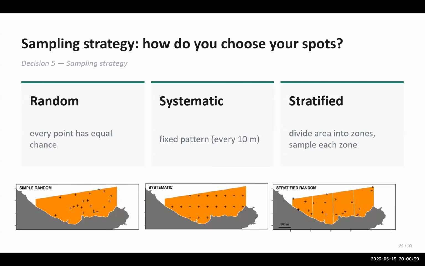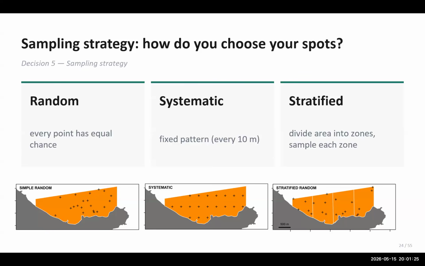survey. One is random sampling. Every point has an equal chance of being chosen. That means we collect data from random places in an area. Another one is systematic sampling. In this case, we have a fixed pattern. For example, we take one sample every 10 meters along a beach.